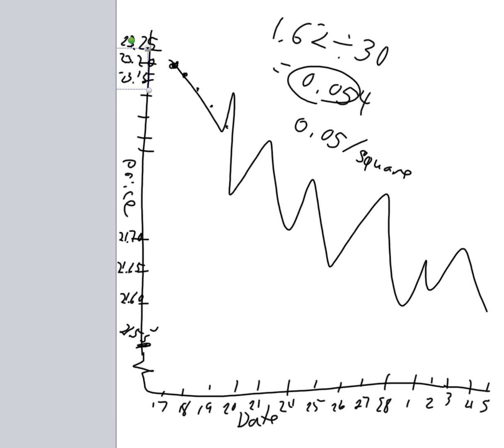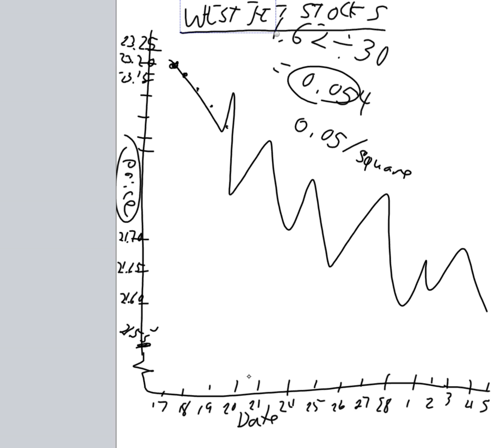Also, don't forget a title. So we might say WestJet stocks, and we're going to underline that title. We have a label, and we have all of that. So that's how you're going to make your graph. The only other thing you have to do to finish up this project is to write your summary paragraph about what you would do differently if you were doing this again and why you chose the 5 stocks that you chose.